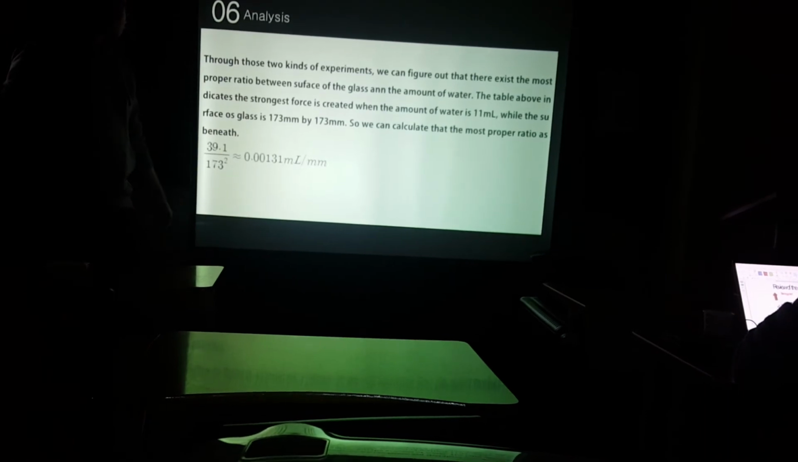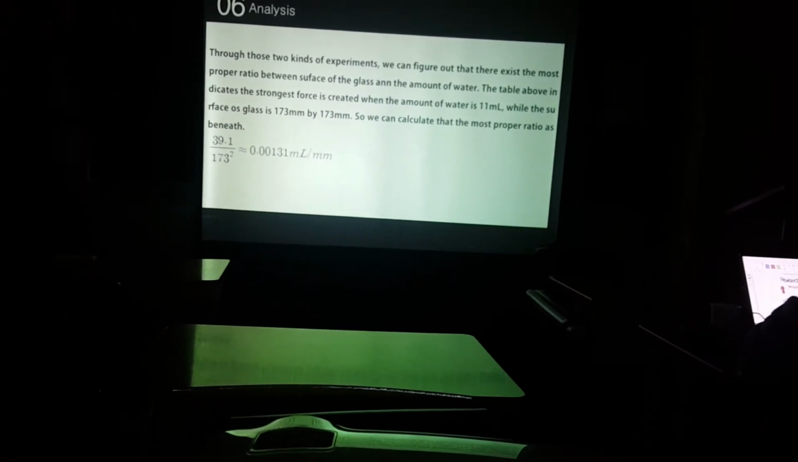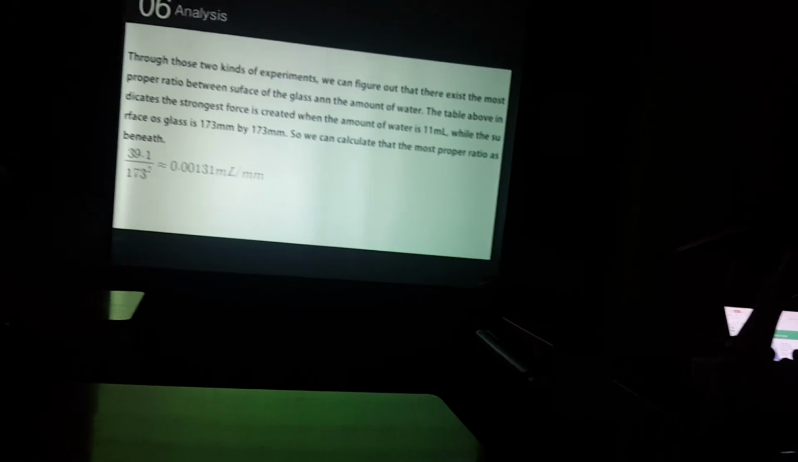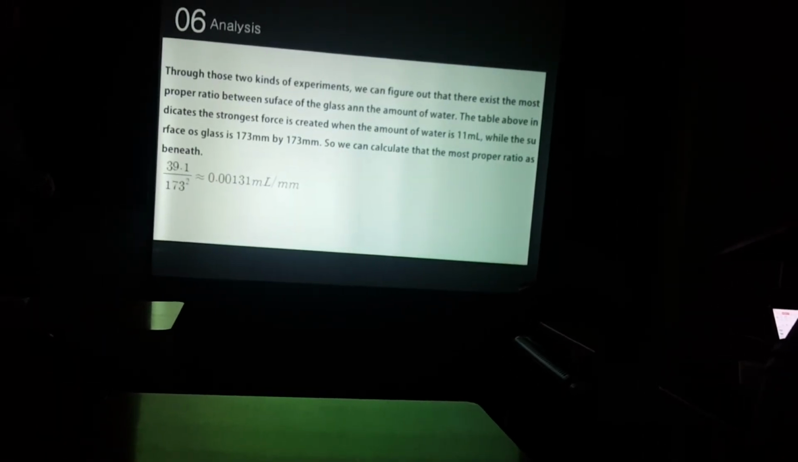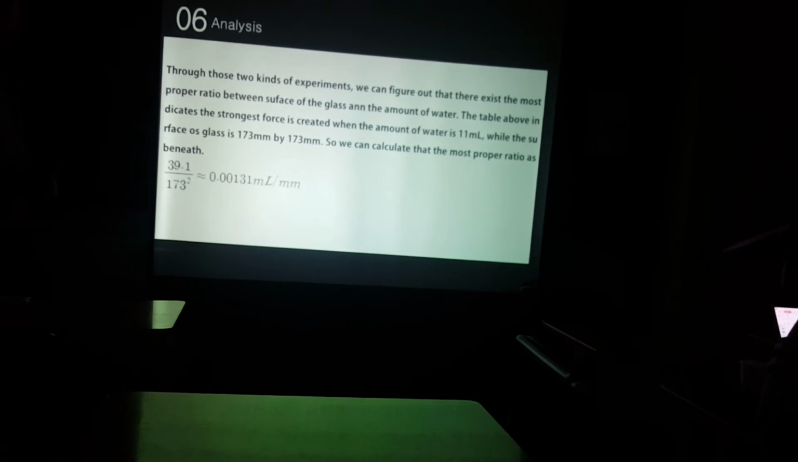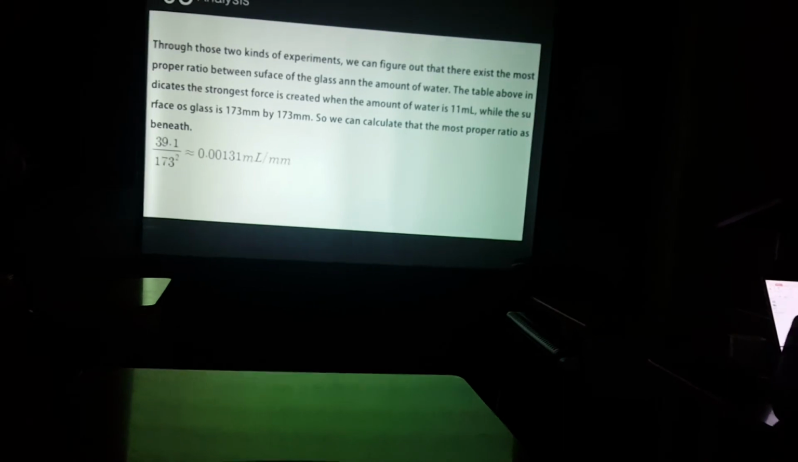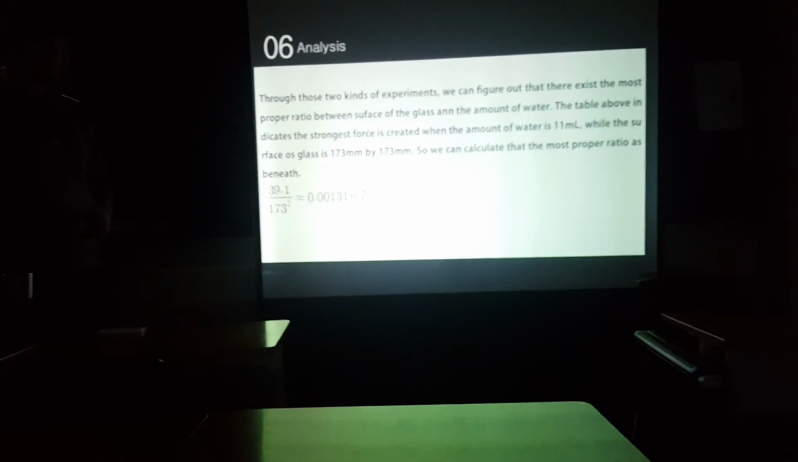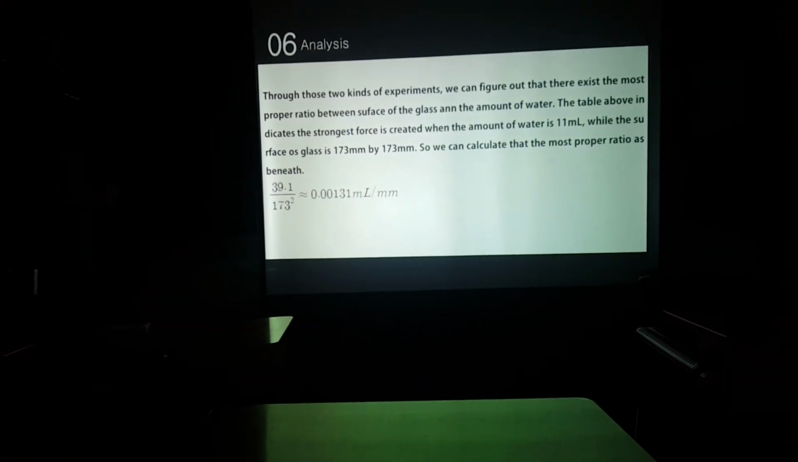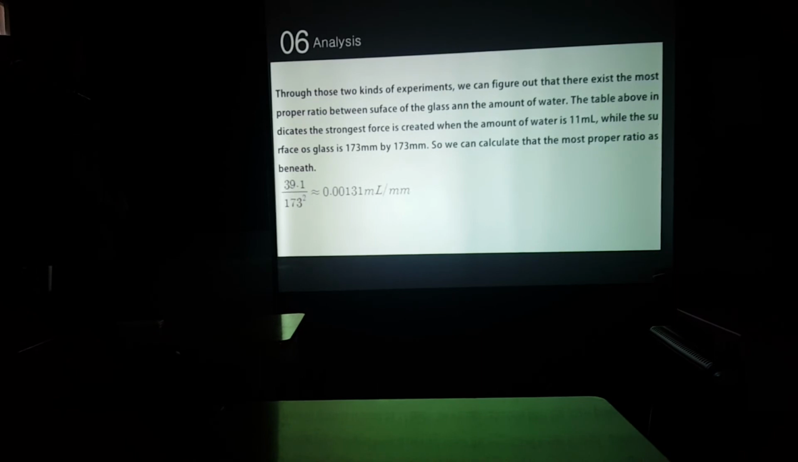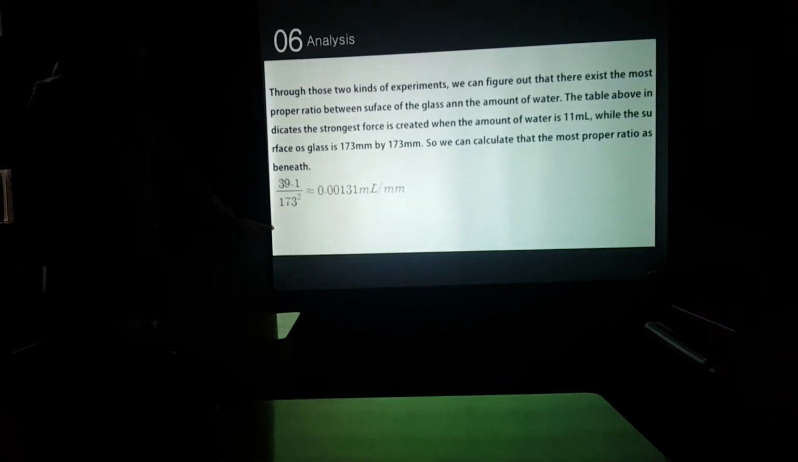Next. Through those two kinds of experiments, we can figure out that there exists the most proper ratio between the surface of the glass and the amount of water. The table above states that the strongest force is created when the amount of water is 11 milliliters, while the surface of glasses is 173 millimeters by 173 millimeters. So we can calculate the most proper ratio as beneath. This is the result value I calculated. Next.